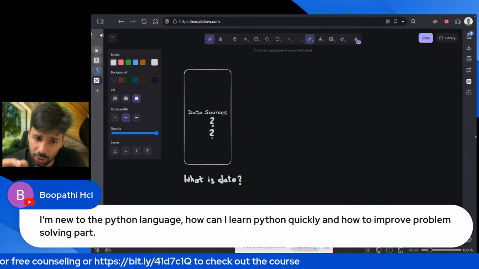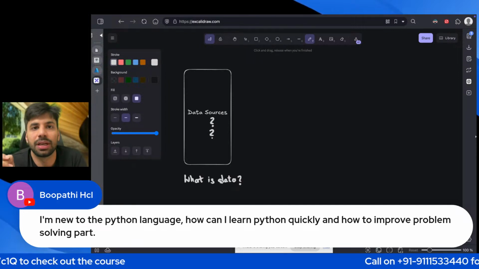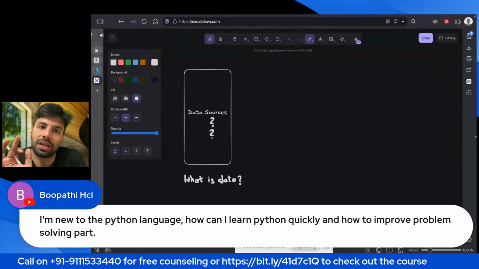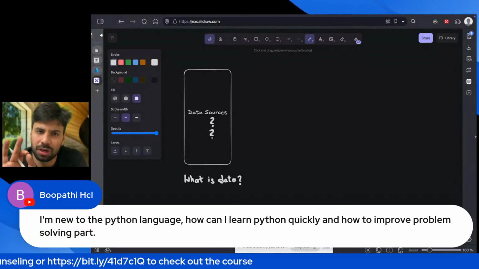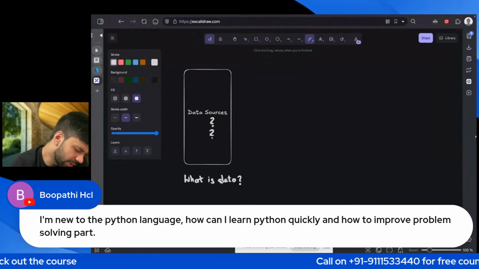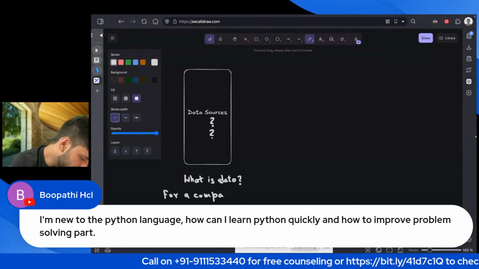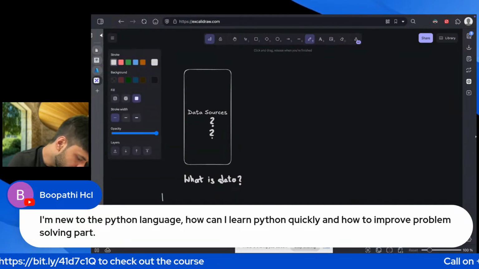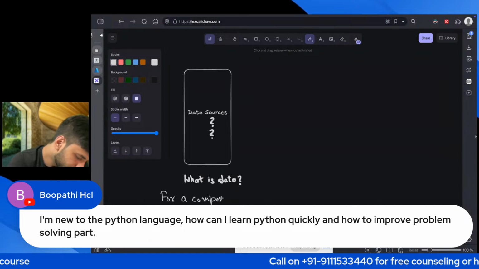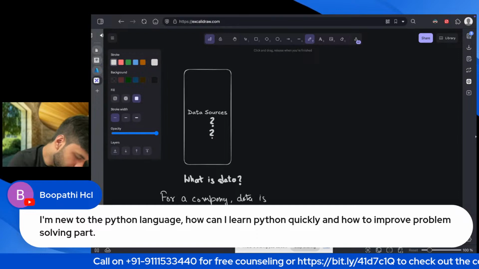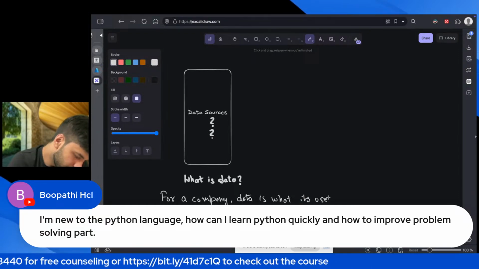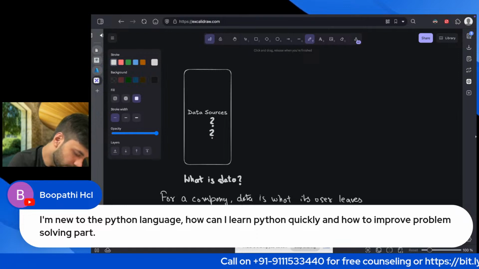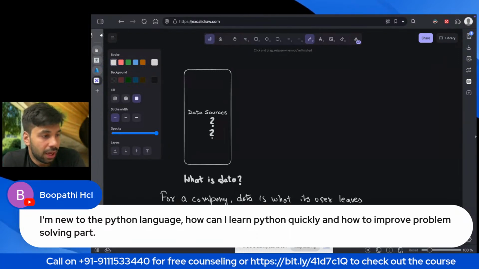In today's world, yes, it is information, but let's talk about it a little more in the way we are going to use it. For a technical company, or any company, data is exactly what its users leave behind when they come on the platform. In very simple words, that is how I define it. So for a company, data is what its user leaves when he uses the product. It can be an app, it can be a website. And I hope that is important.